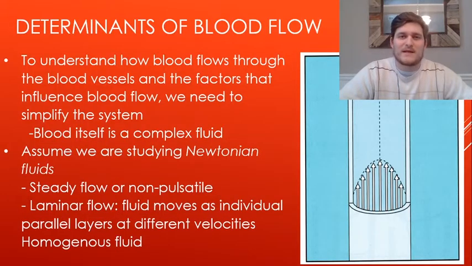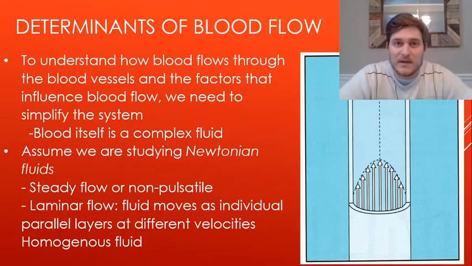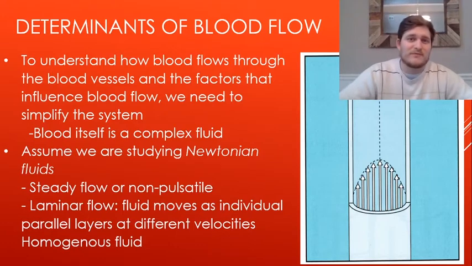In order to understand how blood flows throughout the body, we first have to talk about the determinants of blood flow, or the different factors that impact blood flow. Now, blood is a complex fluid. Not only is it made up of water, but it's made up of different proteins and different cells.